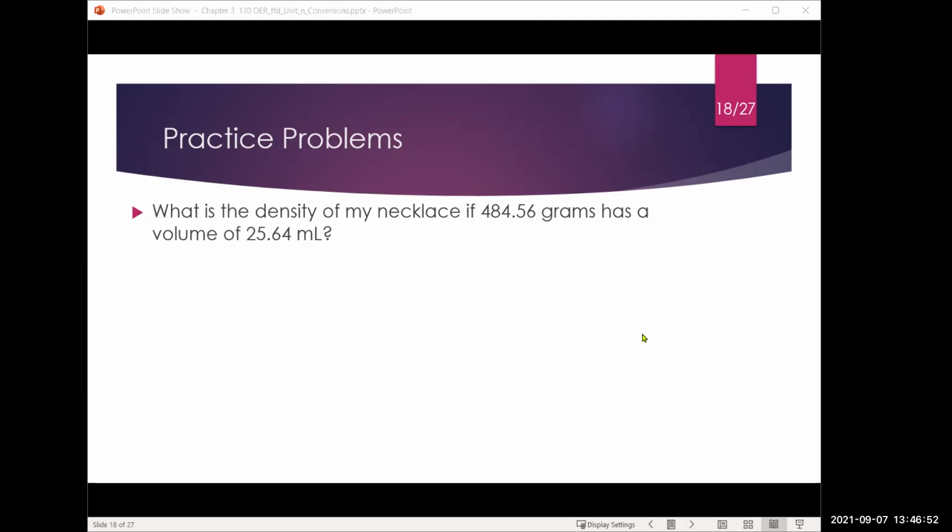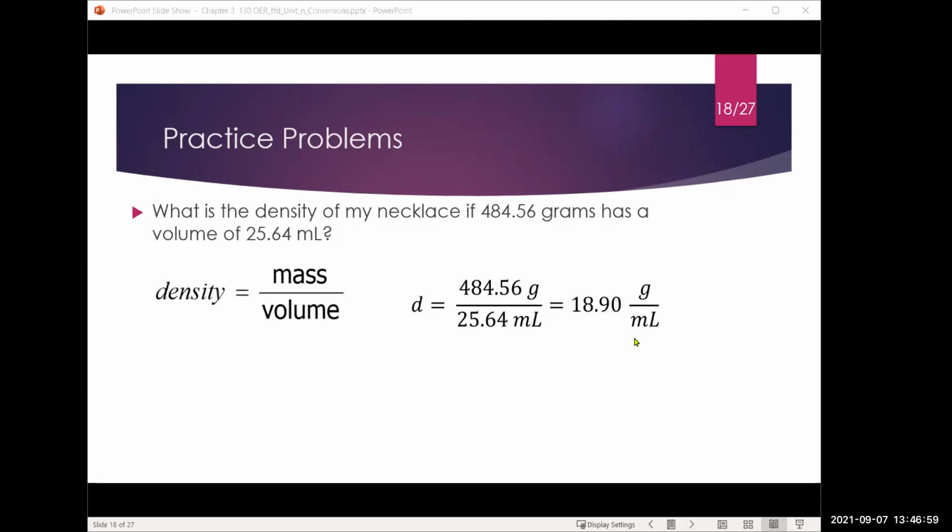And it had a volume of 25.64 milliliters, okay? Well, you set that up, right? Mass over volume. And you look at the number and you say, does that number make sense? 18.9. Here we go, starting to analyze the answer. Does that answer make sense given the mathematics that you did? And you think about it. The denominator is much smaller than the numerator. So yes, that answer makes sense.